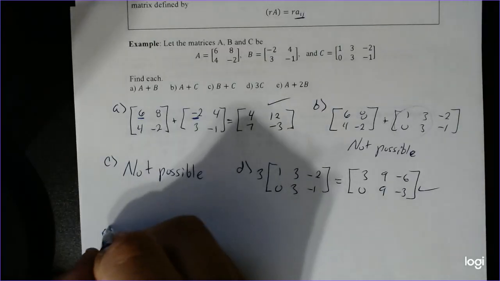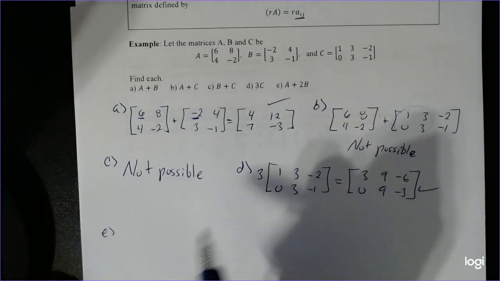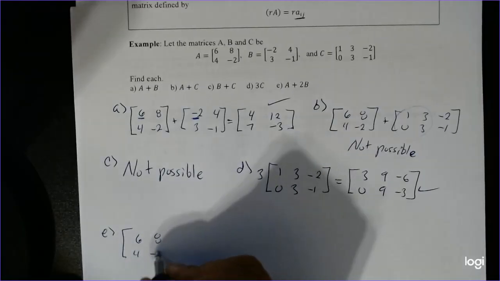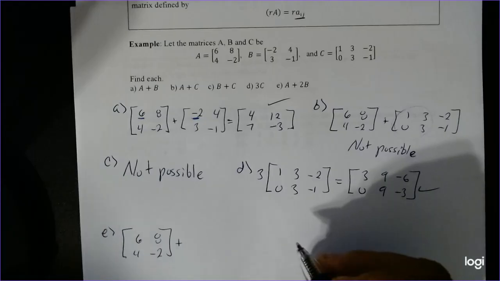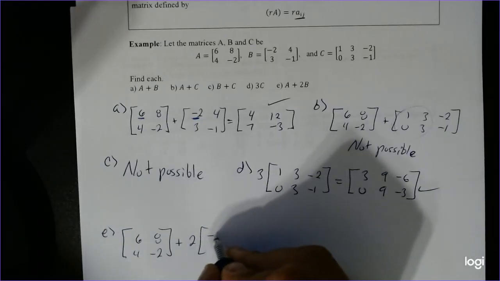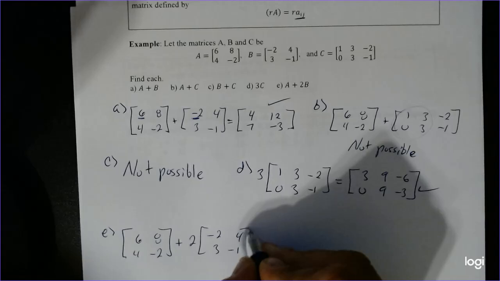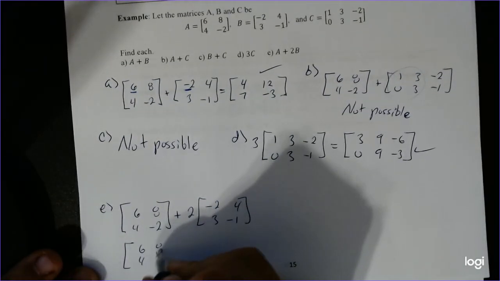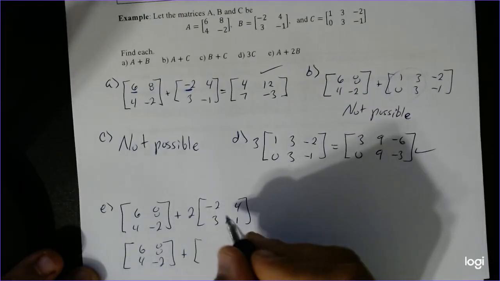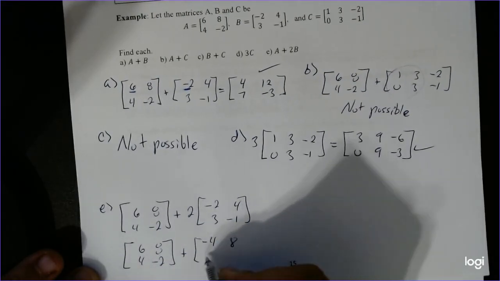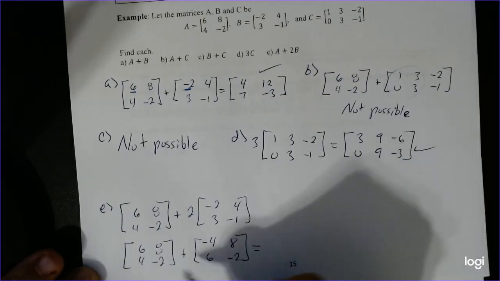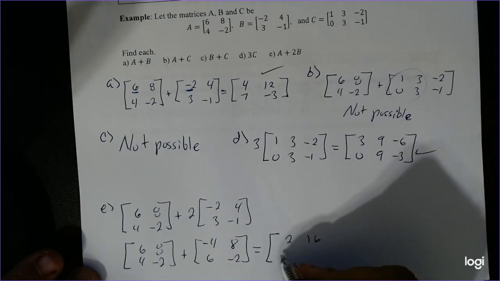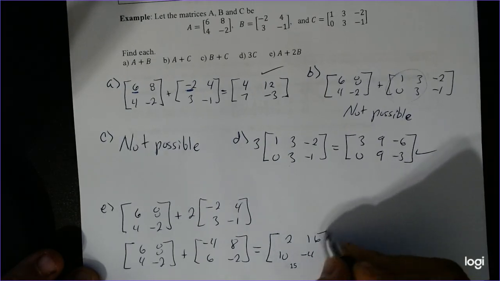And now the last one, E, it's a little different than A because there's the 2 there. So we're going to take matrix A plus 2 times matrix B. So I'm just going to copy A down and distribute the 2, and then just add them together. And there we go.